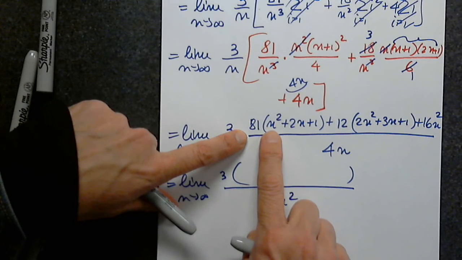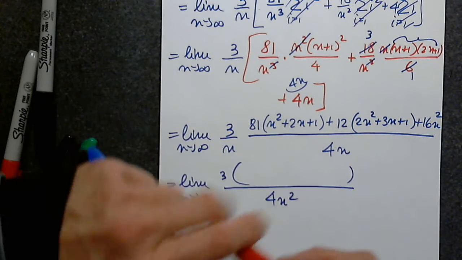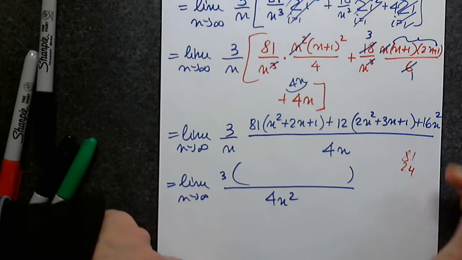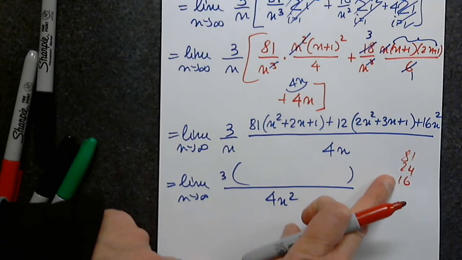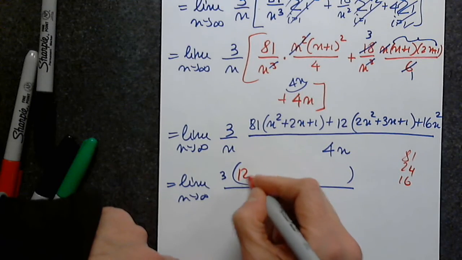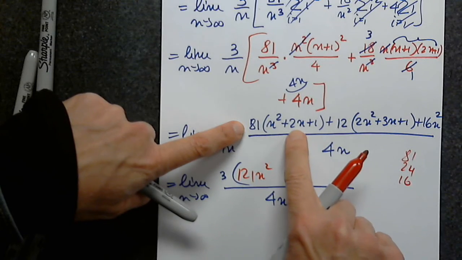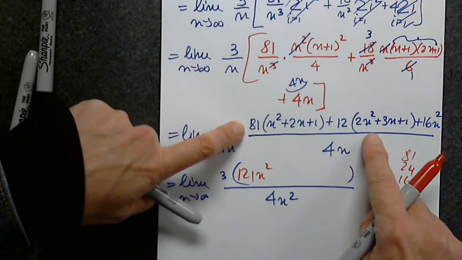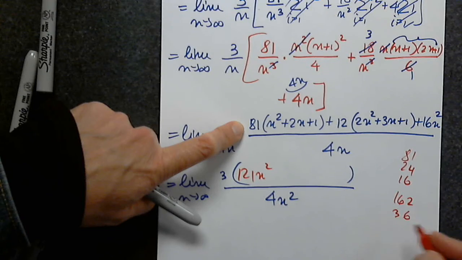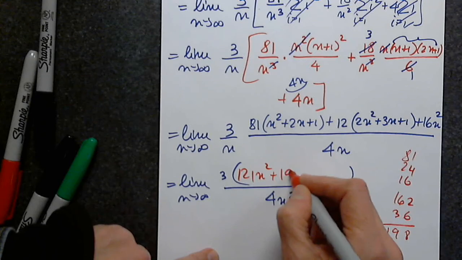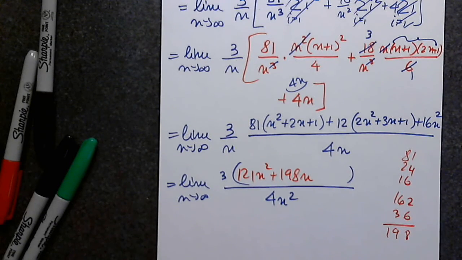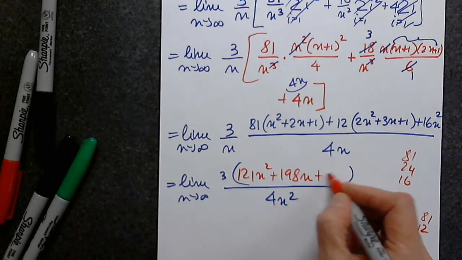So I have an 81n squared, and I have a 24 and a 16. So 81, 24, and 16, so this is 121. Then I have a 162, and then I have a 36, and that is 198, so plus 198n. And finally, I have 81, and then plus 12. So that's 93.